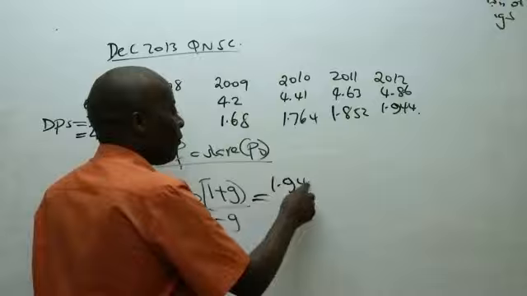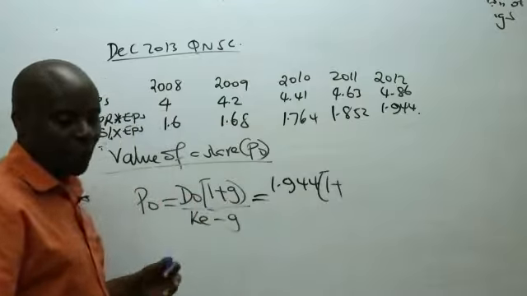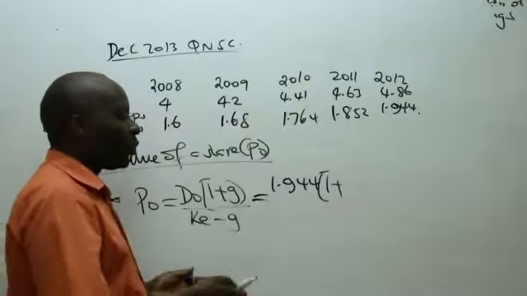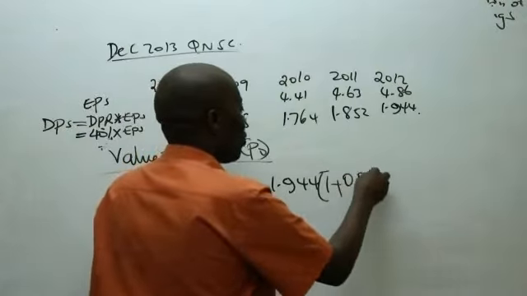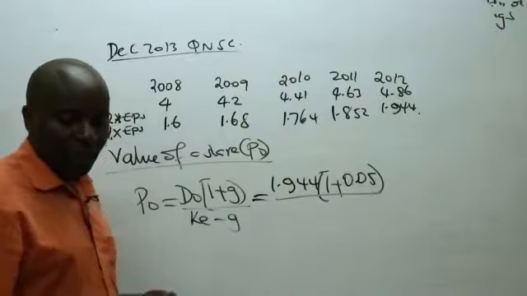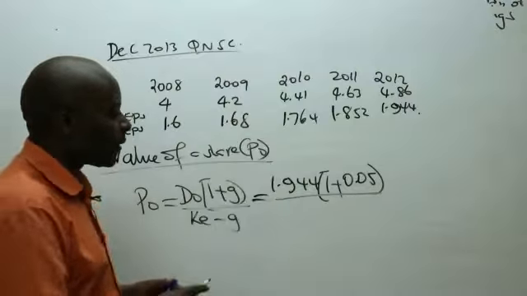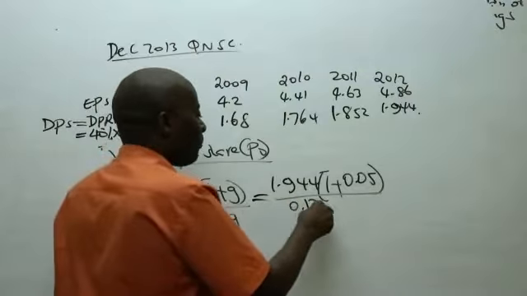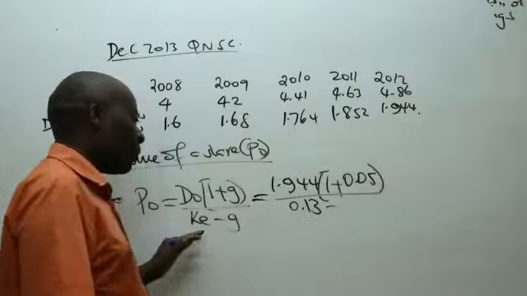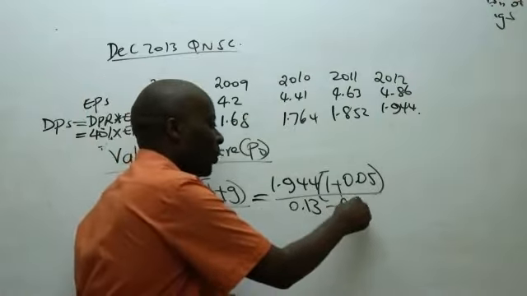So 1.944 into 1 plus the growth rate that you gave me, which is 0.05, all over the required return. The required return I can see there is 13%, and 13% is the same as 0.13, minus the growth rate again, which is 0.05.